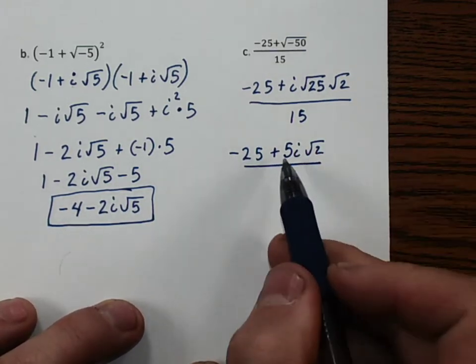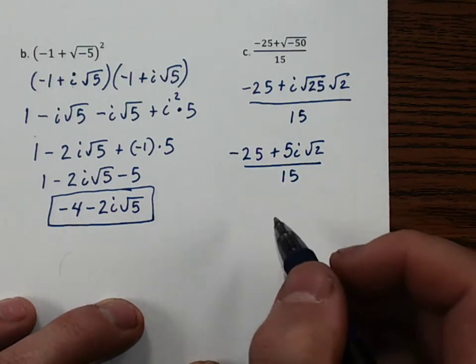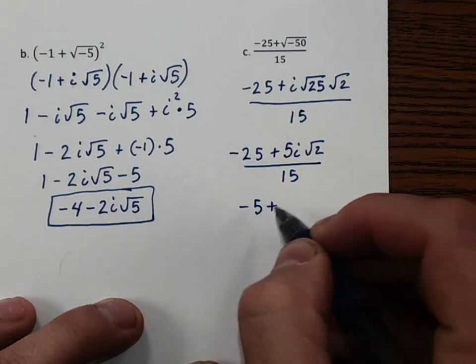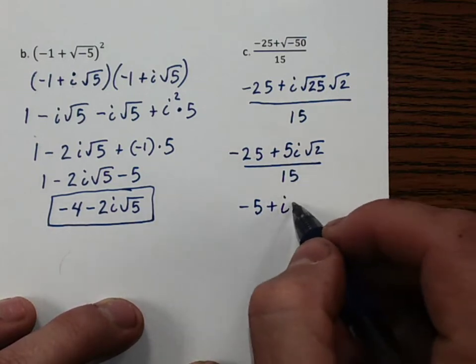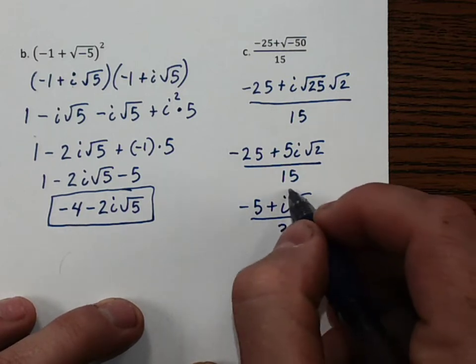But what goes into 5, 25, and 15? The answer is obviously 5. So 5 goes into 25 5 times. 5 goes into 5 once, leaving just i root 2. And 5 goes into 15 3 times.